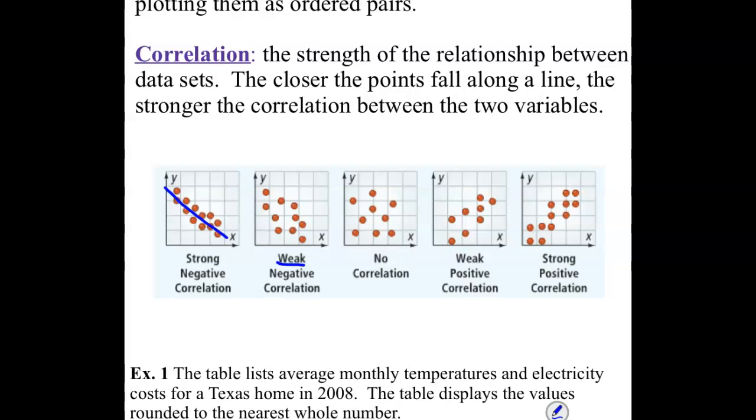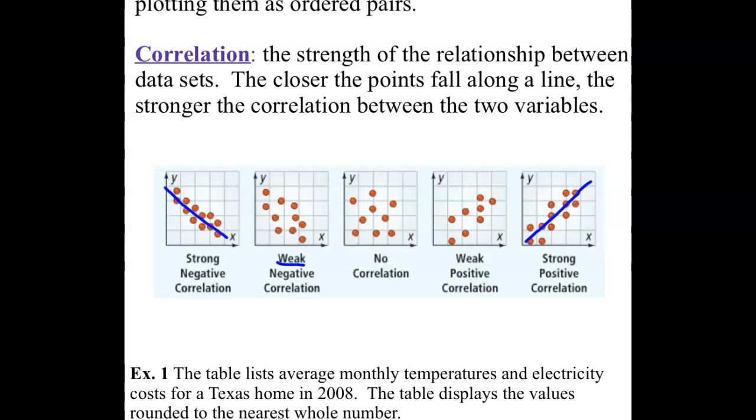In the middle here, we have no correlation. Our dots are all over the place. We can't tell, are those supposed to be going in a positive direction, a negative direction? There's really no way I could come up with a line for that. Going the other direction, we have weak positive and strong positive. Again, strong means they're very close. We can pretty much see a line going through that, even though not all the points are on the line. Does that make sense? Okay.